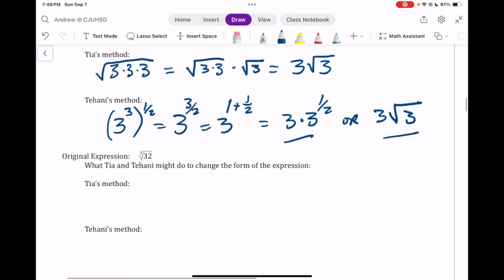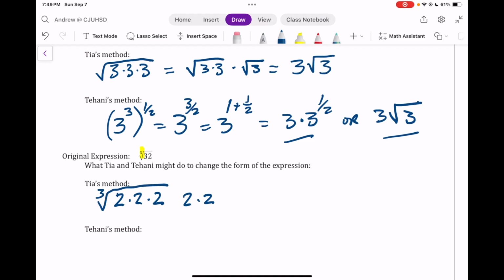Cube root of 32. Tia's method would be, 32 broken all the way down into factors is 2 to the 5th. So 2, and by the way, we are grouping them by 3s. So 2, 2, 2, there's a group of 3. And then we're going to have 2 more 2s.